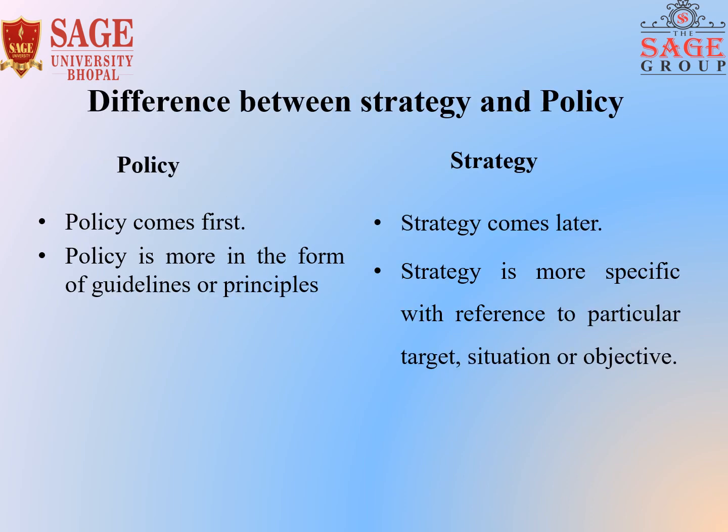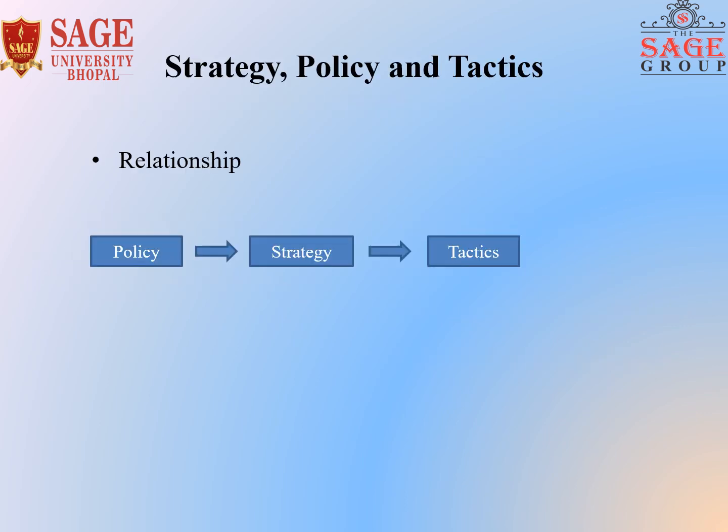There is a difference between strategy and policy. Policy comes first. Policy is more in the form of guidelines or principles. Strategy comes later than business policy. Strategy is more specific with reference to a particular target, situation, or objective. The relationship as such is defined: policy first, strategy second, and then tactics.